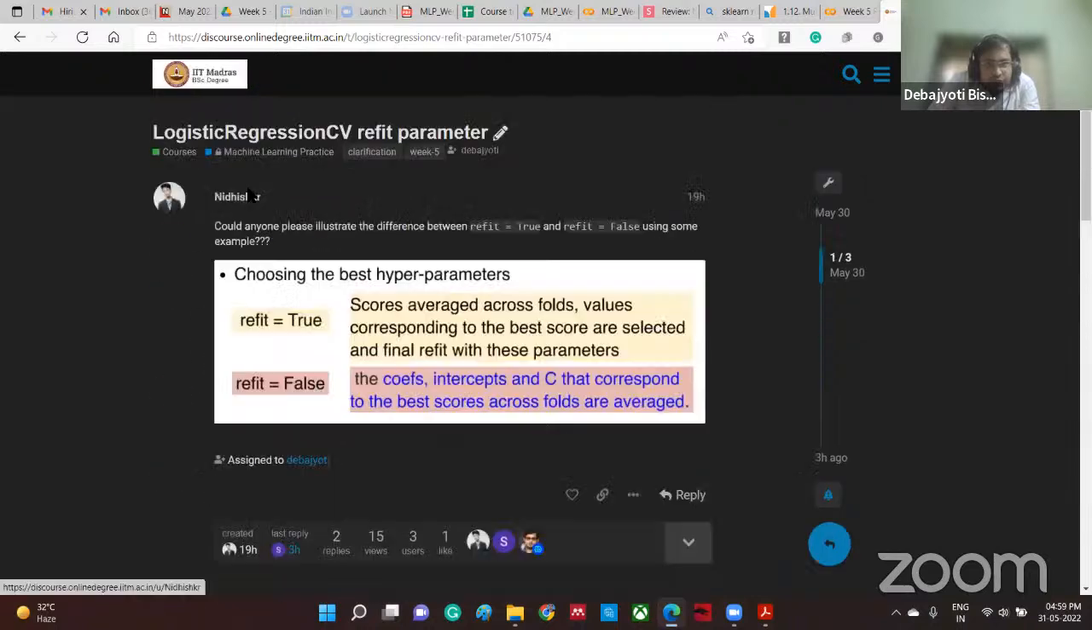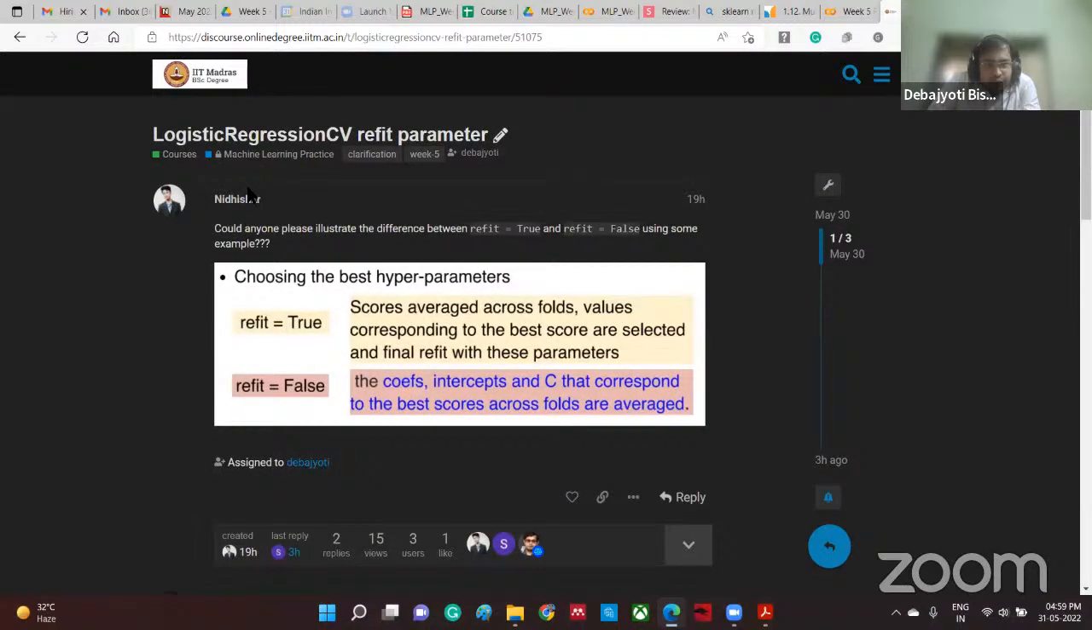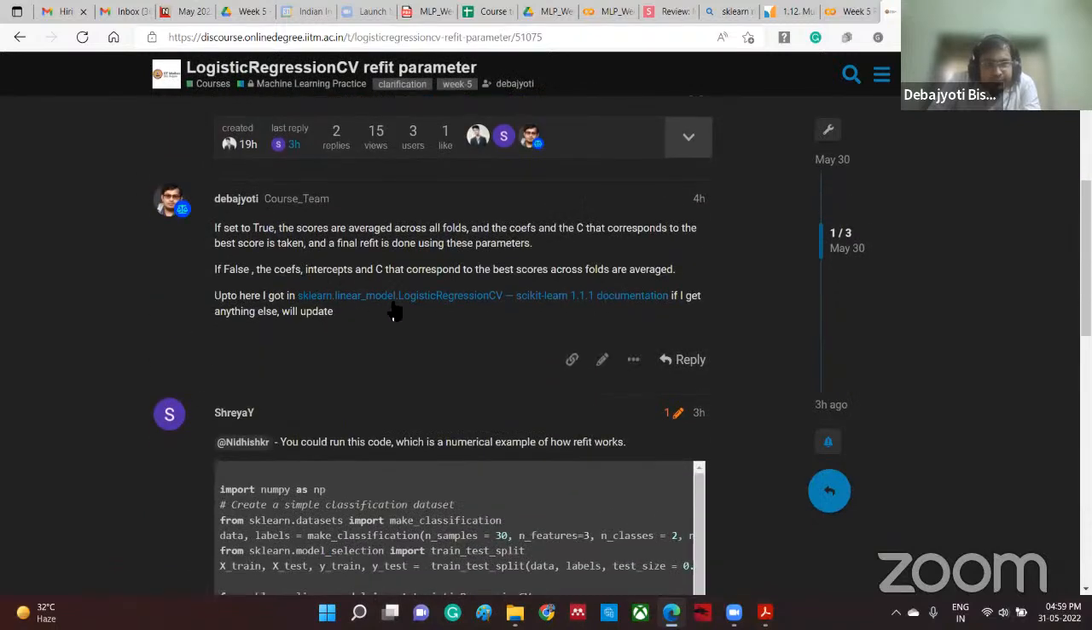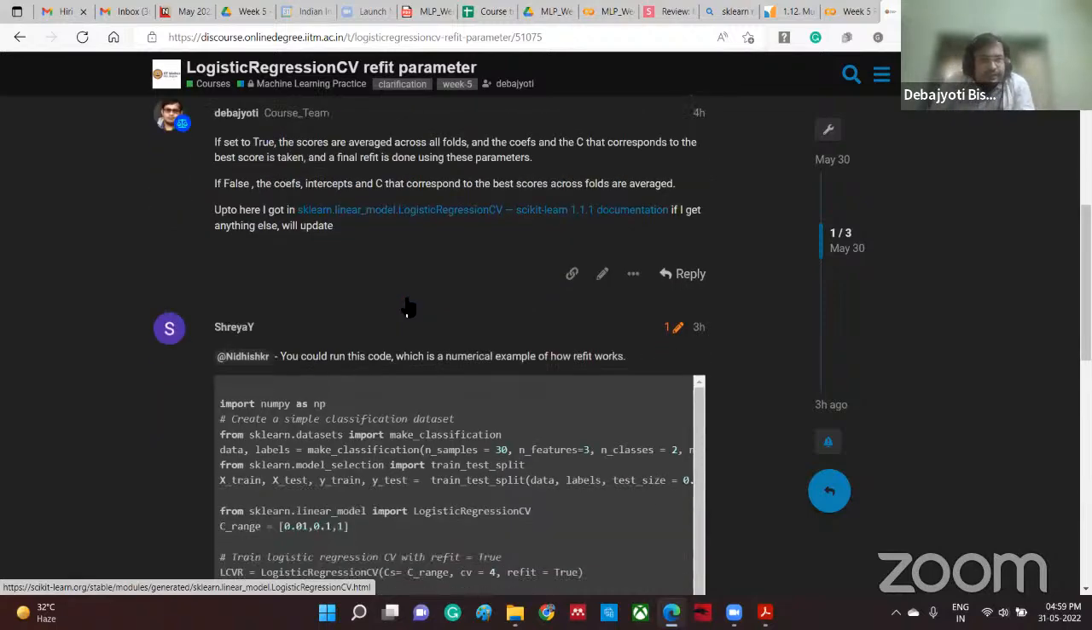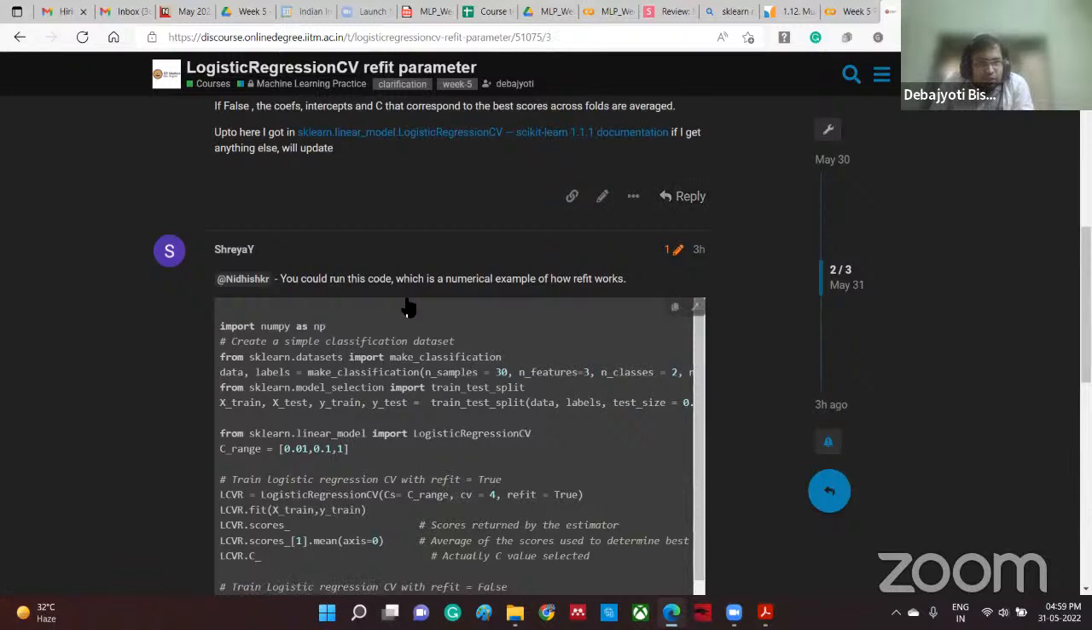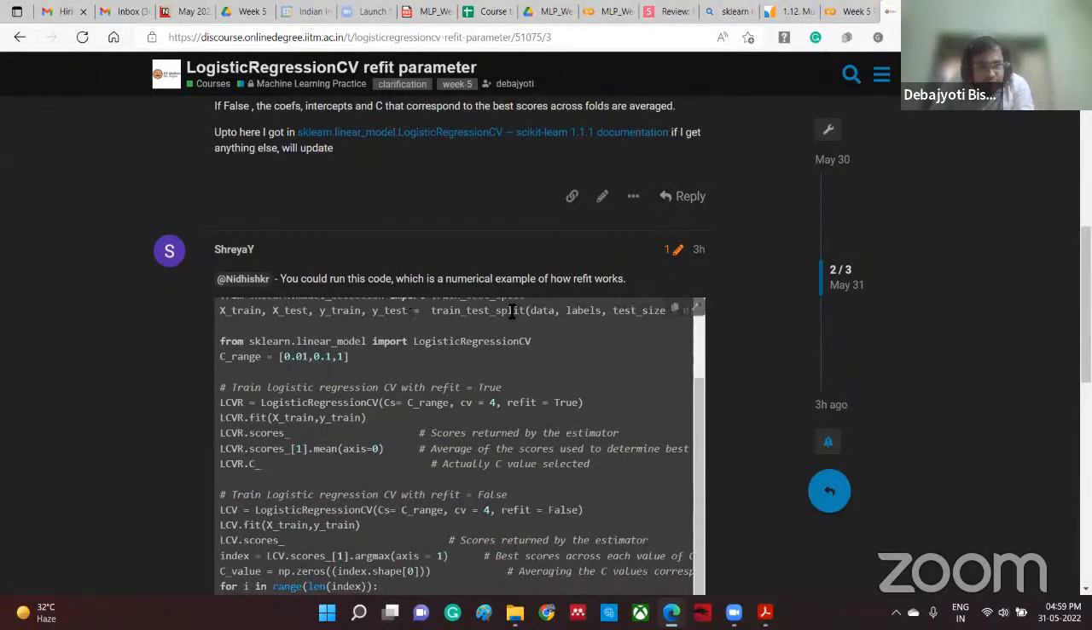So this is the post: logistic regression, refit equals true, refit equals false. Up to here was mentioned, whatever we put there, in the sklearn manual. Now let us see what Shreya has taught. You could run this code, which is a numerical example of how CV works.